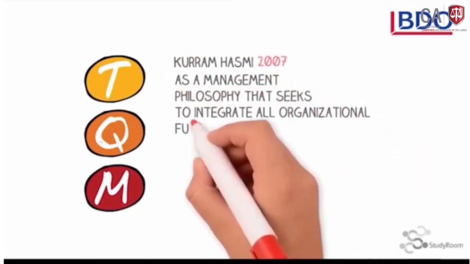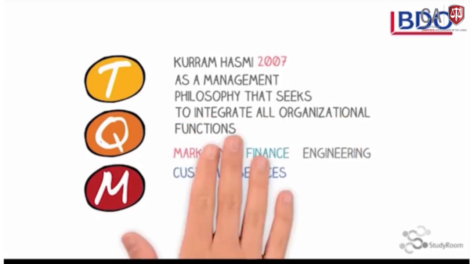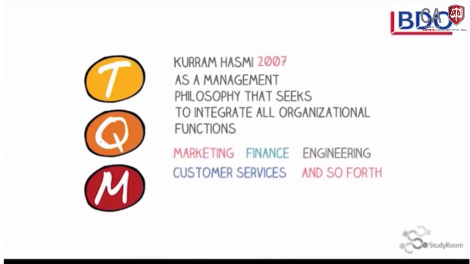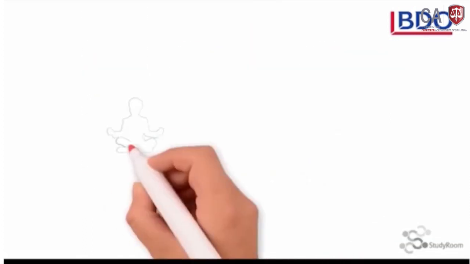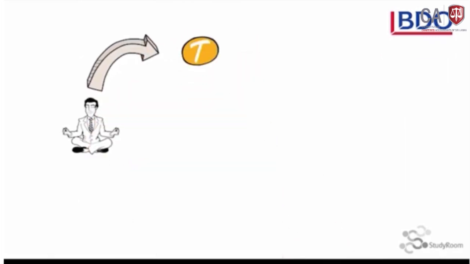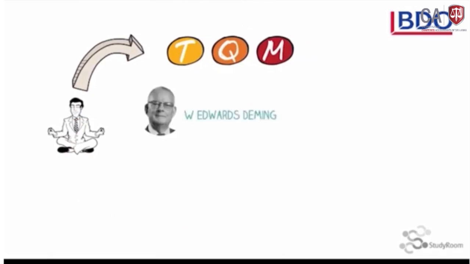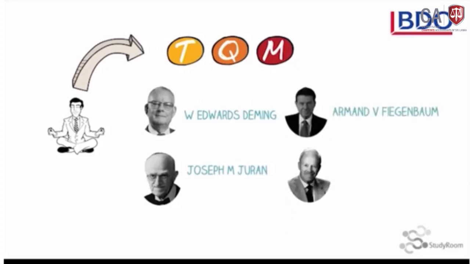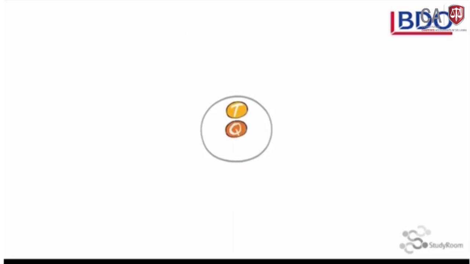all organizational functions such as marketing, finance, engineering, customer services, and so forth, to focus on meeting customer needs and organizational objectives. And these are the quality gurus in history, who each played a part in developing the quality management approach of TQM as it is today. They are W. Edwards Deming, Joseph N. Juran, Armand V. Feigenbaum, and Philip B. Crosby. Following are the 8 principles of total quality management.